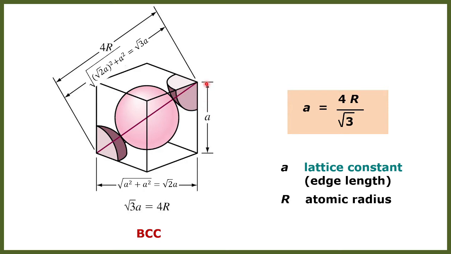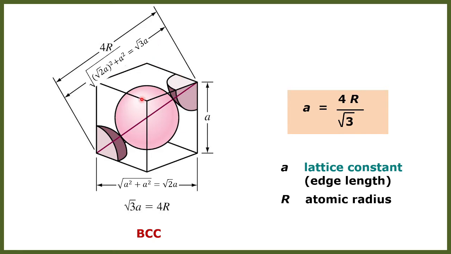You know that one side is a, so from this point to this point is the square root of a squared plus a squared, so we get square root of 2 a. Next, for this side to this side, again using the Pythagorean theorem, this side is square root of 2 a and this side is a. So it is the square root of (square root of 2 a) squared plus a squared, which is equal to square root of 3 a.